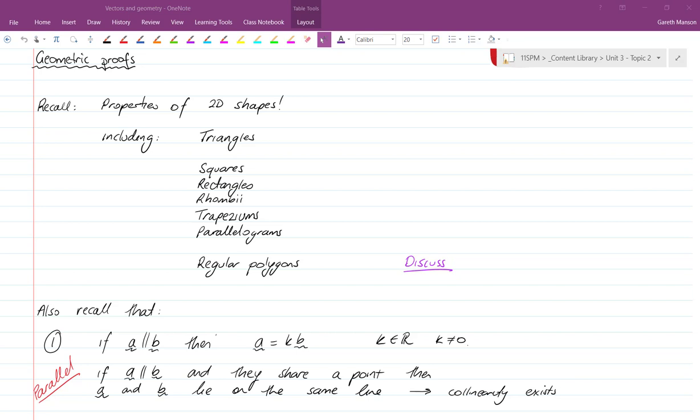Does anybody want to tell me anything they know about regular polygons? What's a polygon? A shape that has three or more sides. Yeah, so an n-sided shape, whatever. So a polygon is just any shape. A regular polygon is a polygon that has all equal sides.